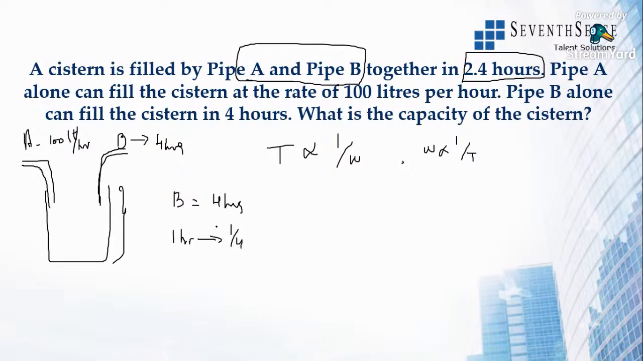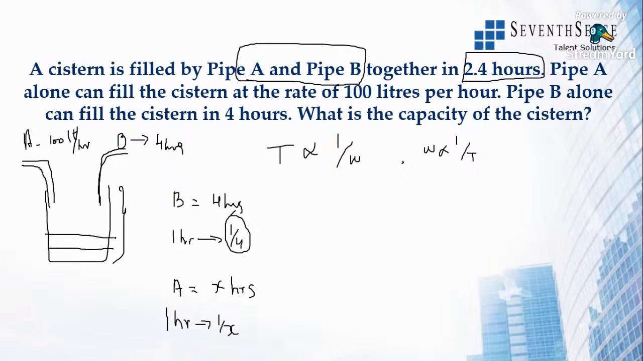So the capacity of B is 1/4. Now A, I don't know how many hours it takes, so let us say X hours. Every hour A takes 1 by X of the capacity. This is the work, 1 by X of the capacity. So this is the quantity.